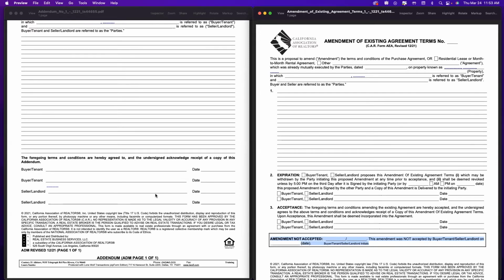So in my amendment of existing agreement terms, which is going to be my response to addendum number 1, it's going to say, seller will credit the buyer $5,000 instead of the $10,000 they're requesting on addendum number 1, and this hereby invalidates addendum number 1, right? So there's no question that addendum number 1 doesn't exist anymore. If there's any kind of negotiation done on an addendum, it has to be referenced that the previous addendums are no longer valid. But we don't do that. We don't think that way.